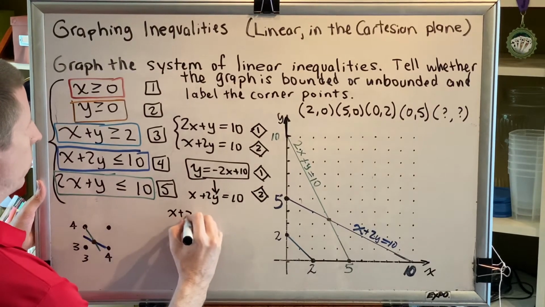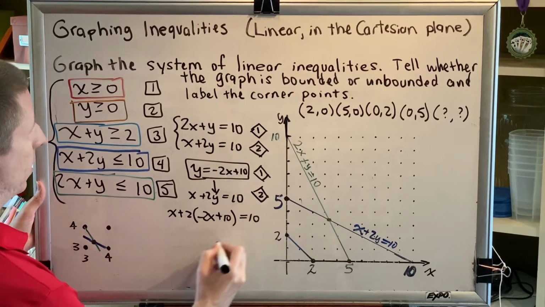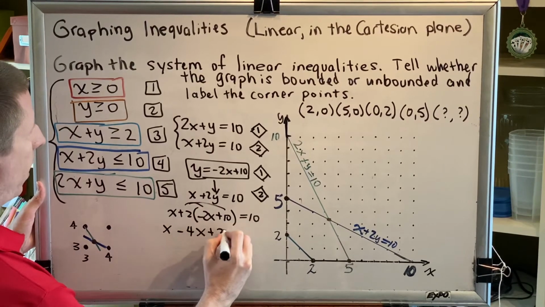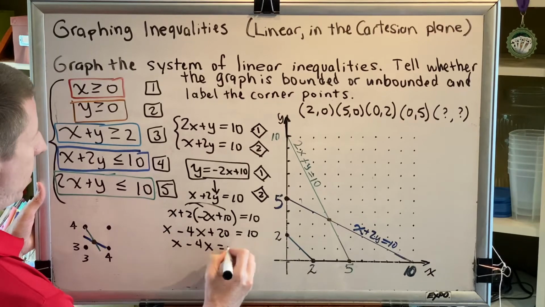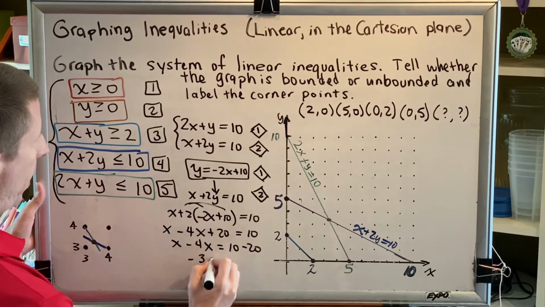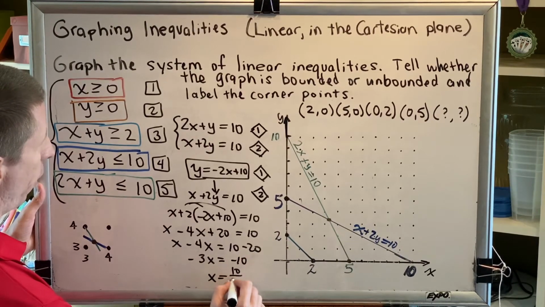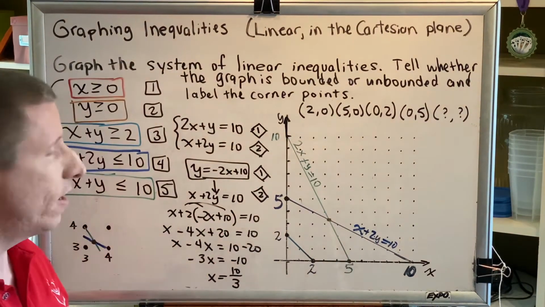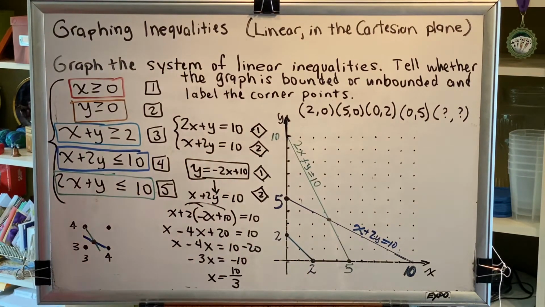So I get x + 2(-2x + 10) = 10. Distributing, I get x - 4x + 20 = 10. Moving the 20 to the other side, x - 4x = 10 - 20. -3x = -10. Divide by -3 on both sides. We get x = 10/3. Is 10/3 between 3 and 4? The answer is yes. If you use a calculator, 10 divided by 3 is 3.3333 repeating, and that gives me confidence that our answer is probably correct.